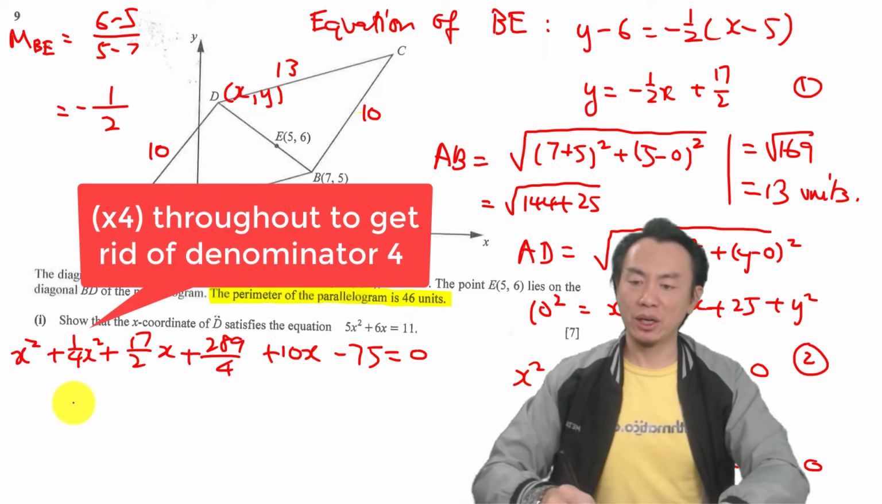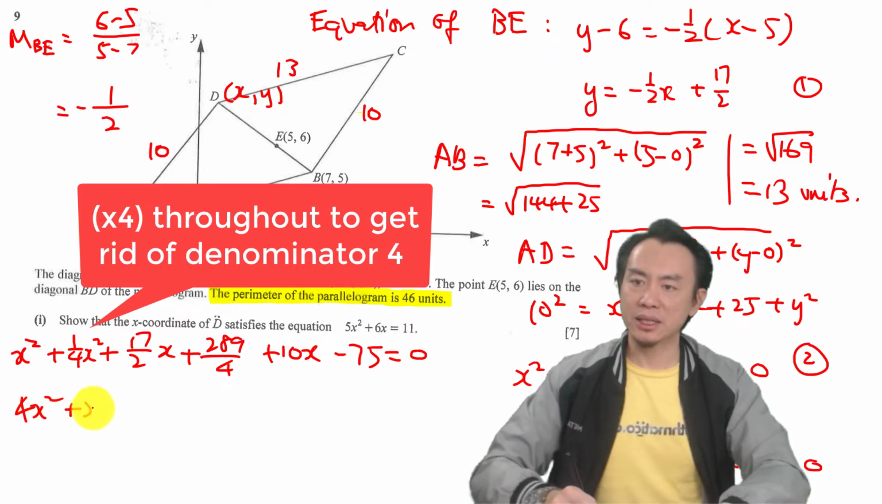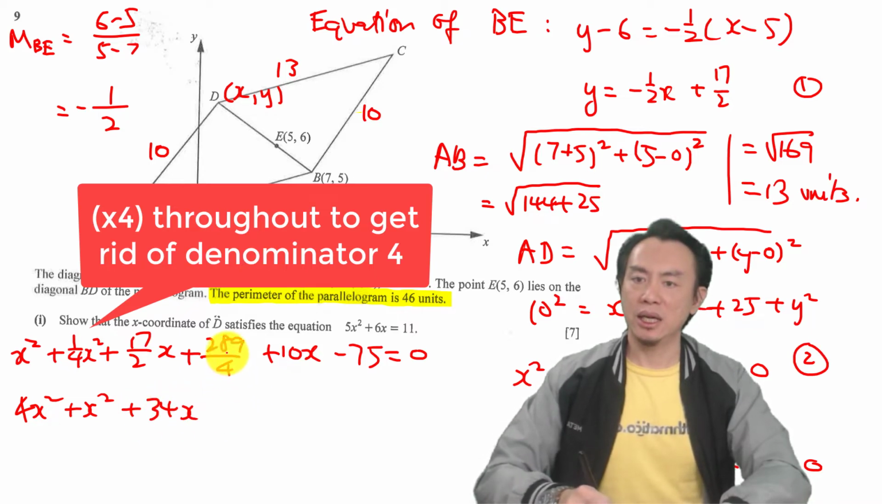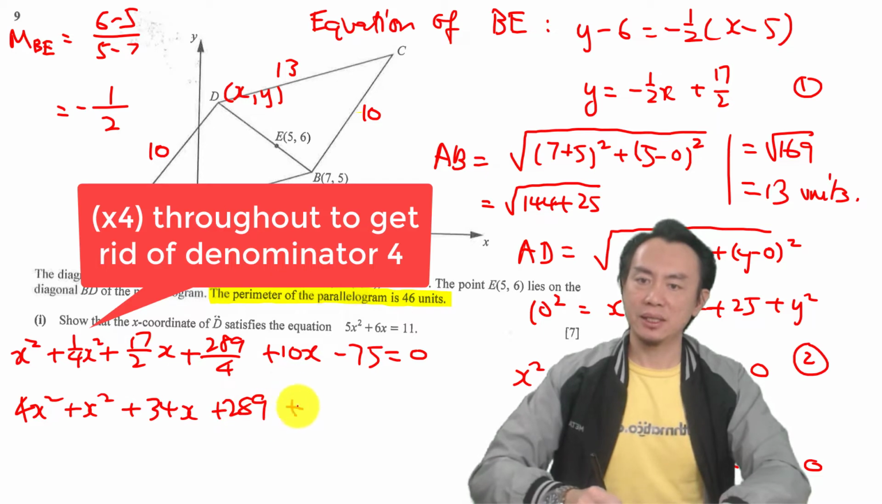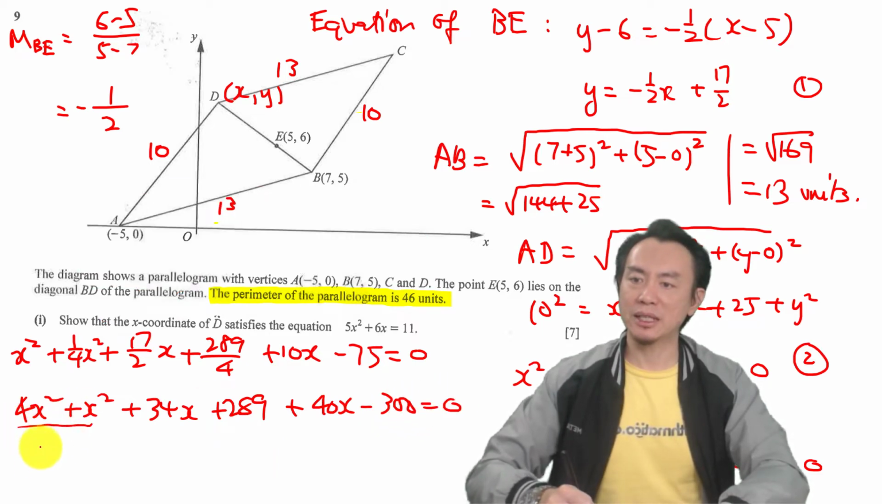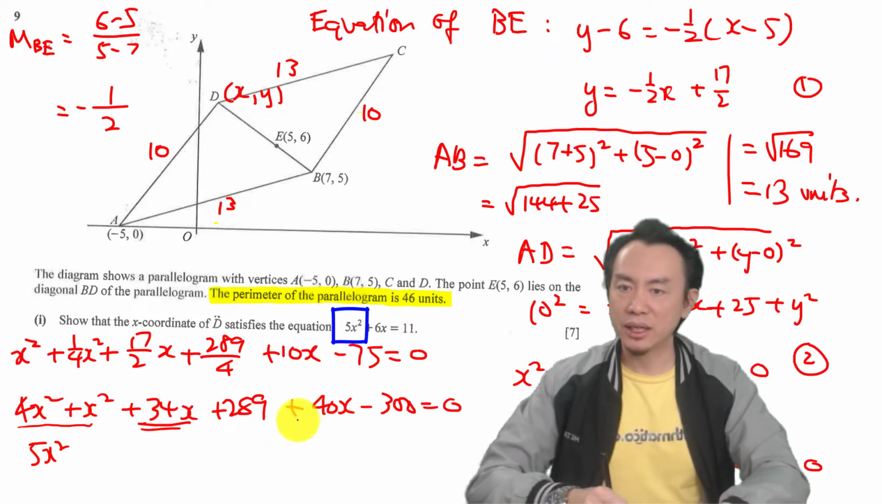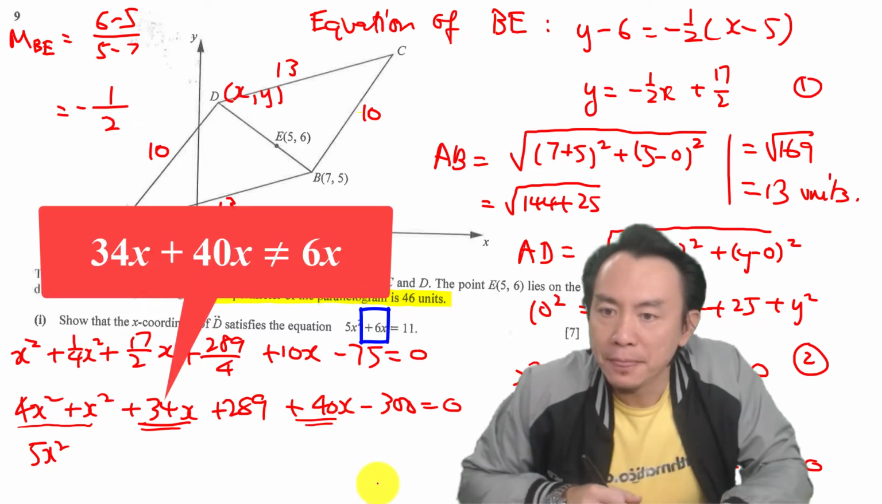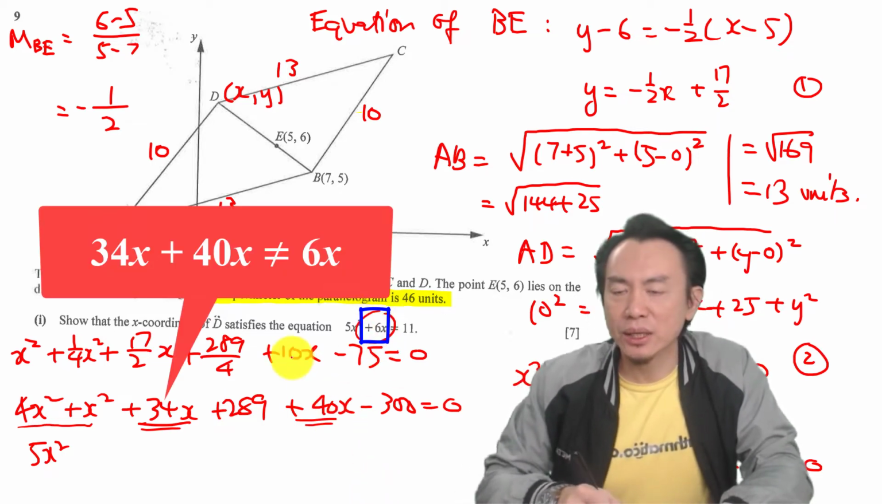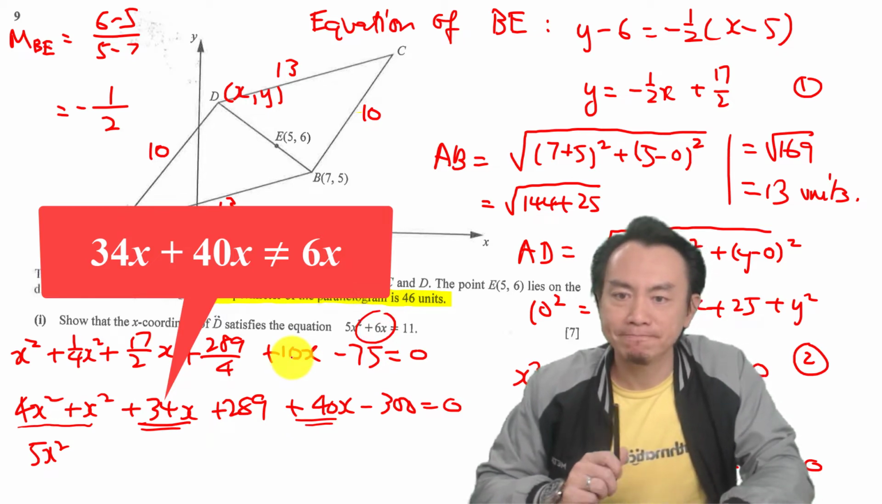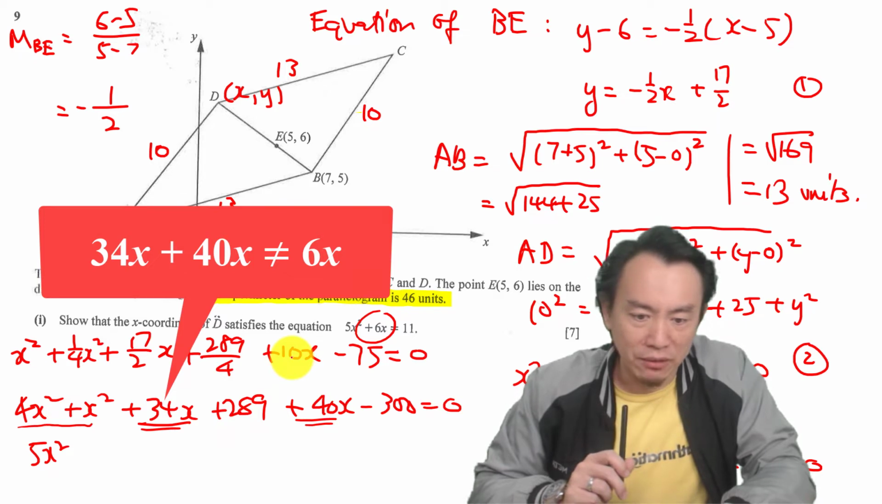Now we will multiply throughout by 4 to get rid of the 4 denominator. We have 4x squared plus x squared plus 17 times 2 is 34, x plus 289 plus 10 times 4 is 40, x minus 300 is equals to 0. So here you have 4x squared plus x squared is 5x squared. 34x goes with 40x. Well, we see a 6 here. So instead of adding, they are supposed to subtract, isn't it? What went wrong? So I have a plus minus sign mistake.